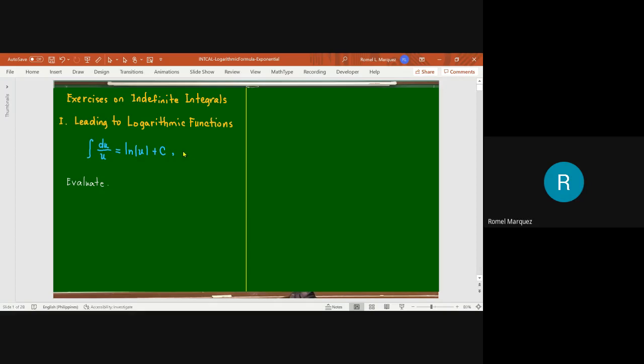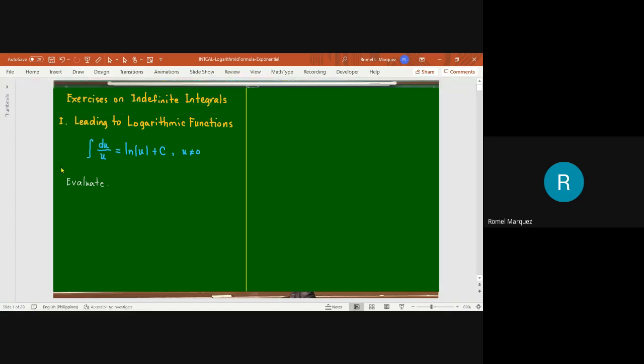So here, you don't know what u is as long as it is not equal to 0. You don't know whether it is less than 0 or greater than 0. So you have to take the absolute value. But if you know your u is always positive, no need for the absolute value. And if you know that your u is always negative, you have ln of negative u. But if you do not know whether u is negative or positive, as long as not equal to 0, you have to take ln of the absolute value of u. So let's apply this formula in evaluating indefinite integrals that after evaluation lead to logarithmic functions.